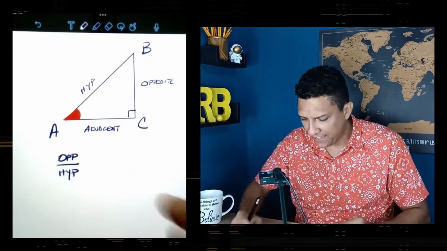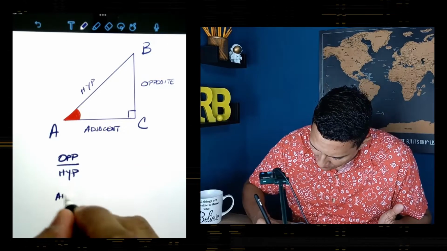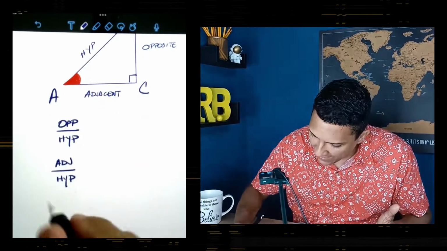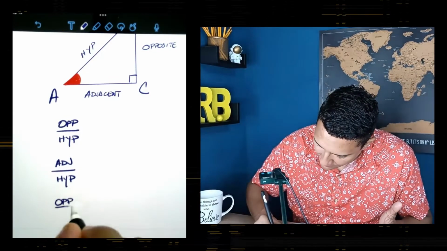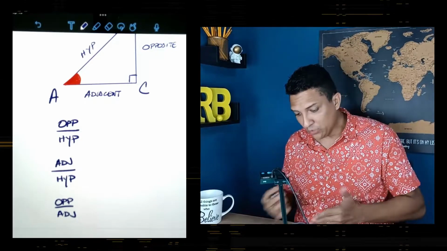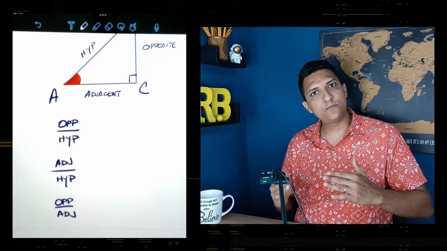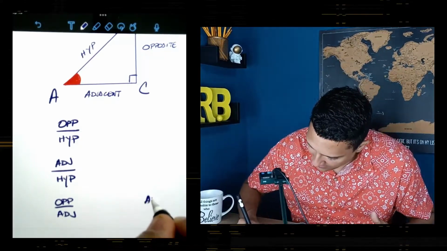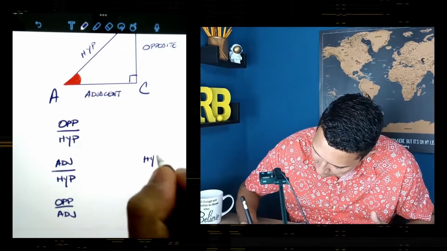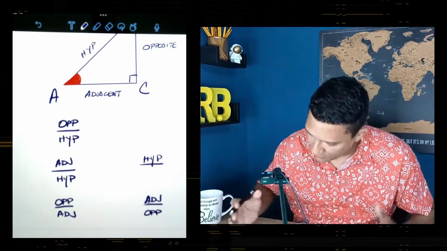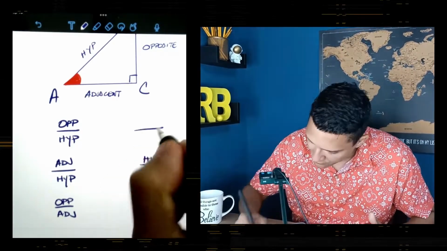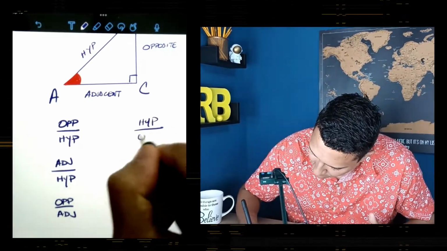They also said, hey, but also I can compare the adjacent side with the hypotenuse, and the opposite with the adjacent, okay? But also they noticed that it could be reversed. Each one of these, we can reverse them, okay? So notice that I'm just flipping the ones that I already wrote.